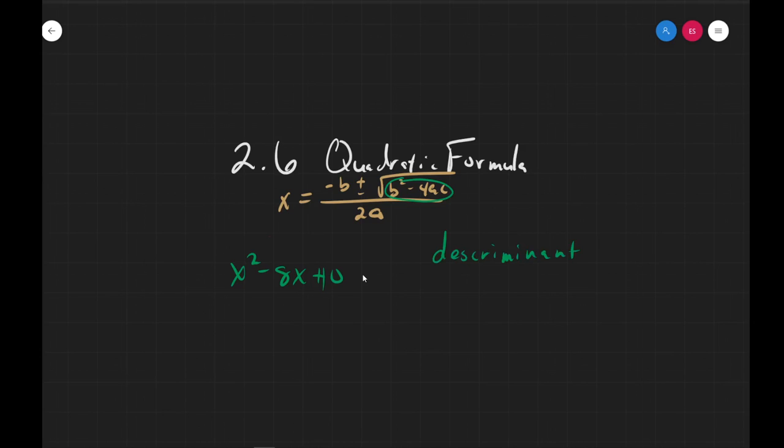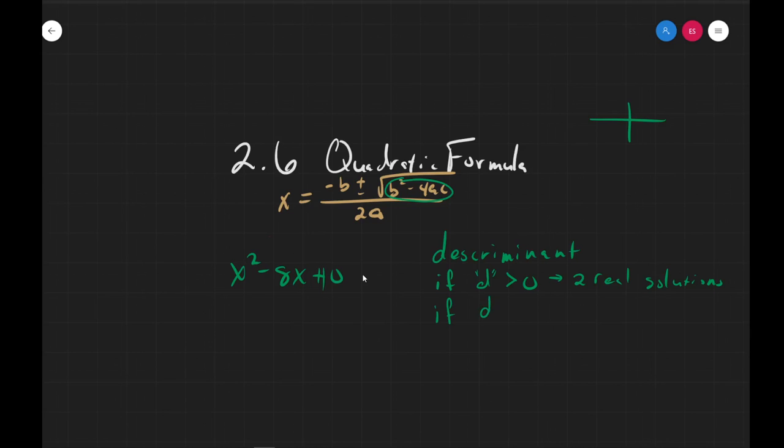And the discriminant has some nice features about it. If we find that, I'm going to use just the letter D to represent our discriminant. If the discriminant is greater than 0, so the part underneath the square root, if it is a positive number, that means that we have two real solutions. Or if our discriminant is positive, we're going to have a graph that crosses the x-axis twice. Okay?